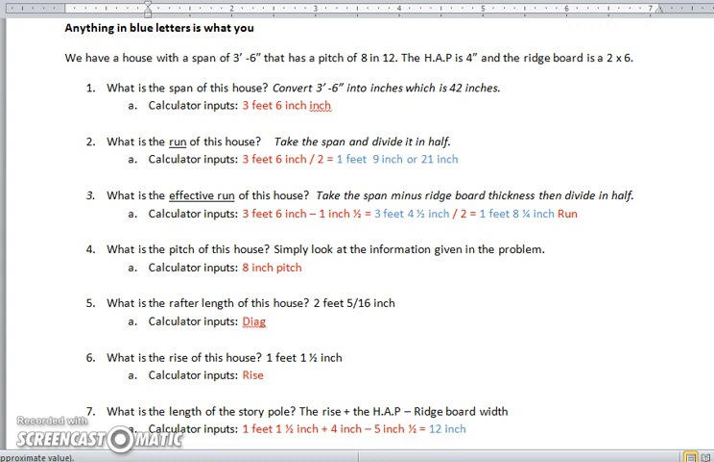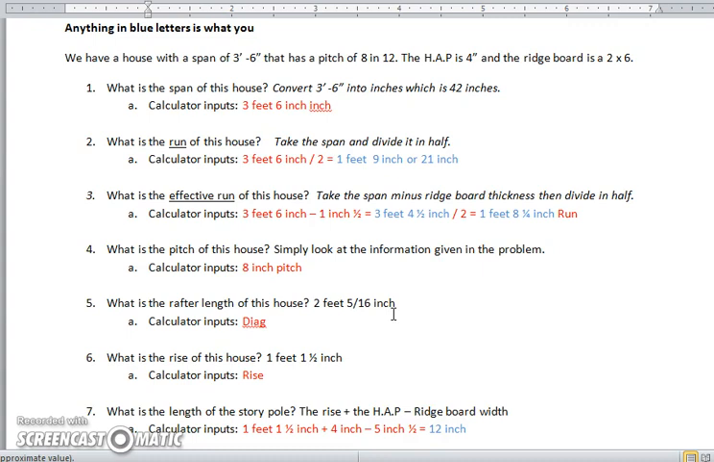After that, question number 5 says, what is the rafter length of this house? You've already put in the run, which should have been 1 foot 8 1/4 inches. You've just put the pitch in. To figure out the rafter length, all you have to do is press the diagonal button on your construction calculator. That will give you 2 feet and 5/16 inches.